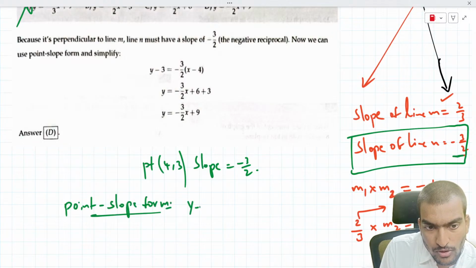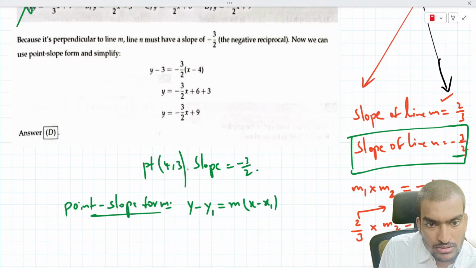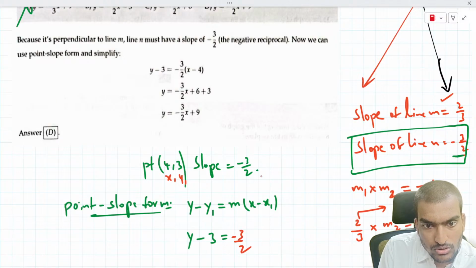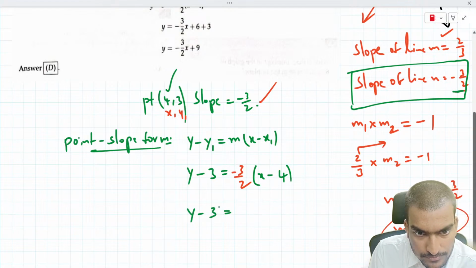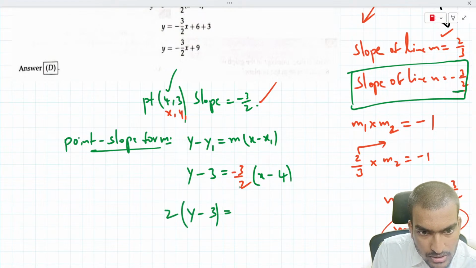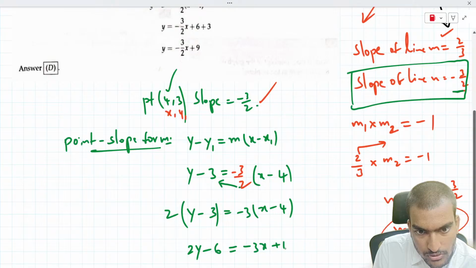So what is the point slope form? y minus y1 equals m into x minus x1. So what is x1, y1? Here y1 is 3, m equals -3 by 2 and x1 is 4. So just substitute into the point slope form. y minus 3 equals, I just sent this 2 to LHS, -3 into x minus 4. 2y minus 6 equals -3x plus 12.